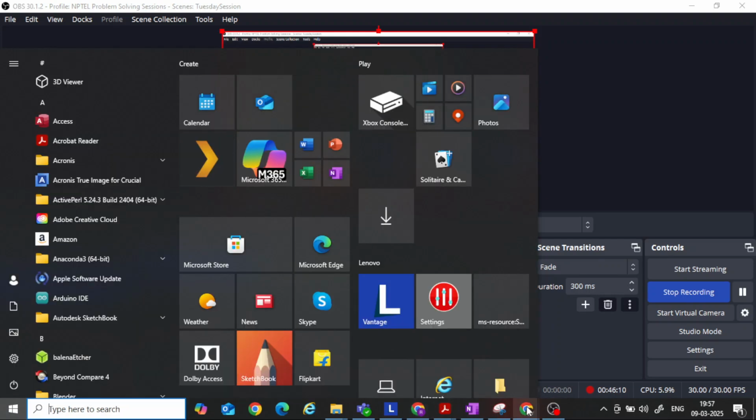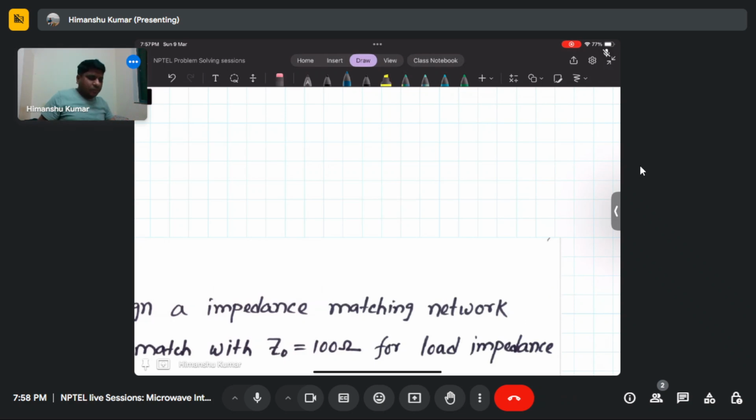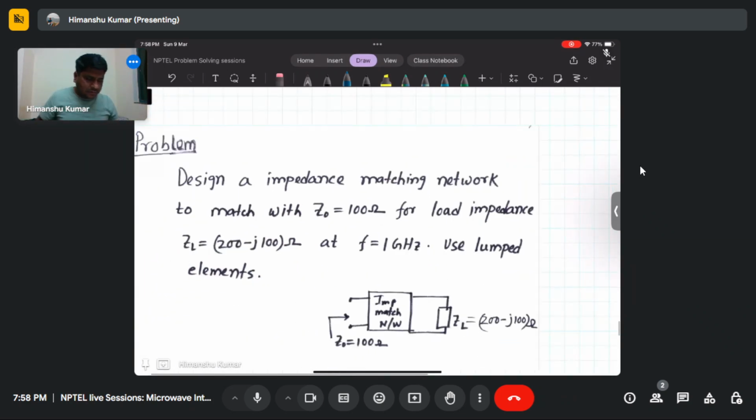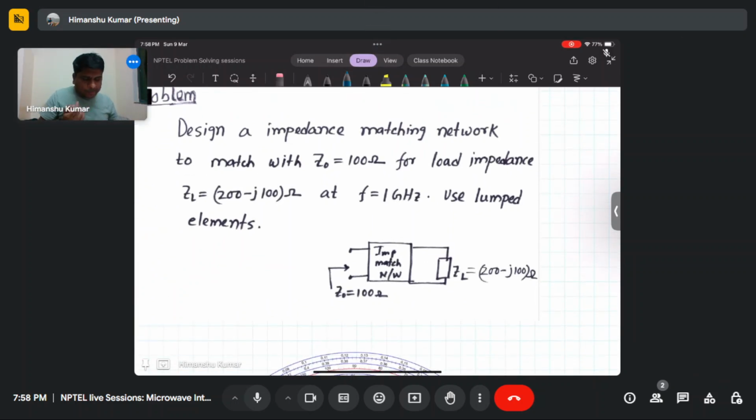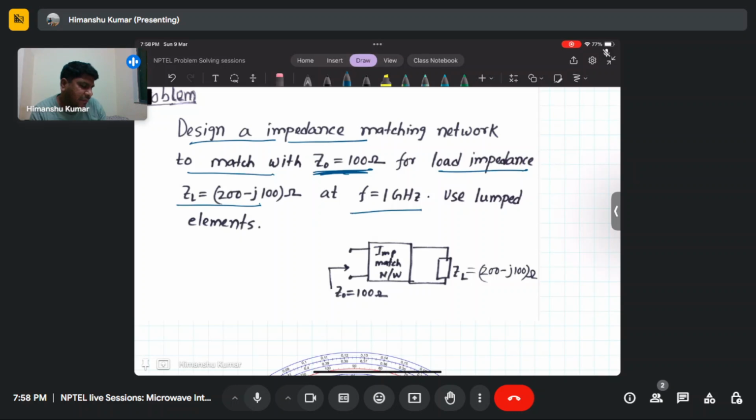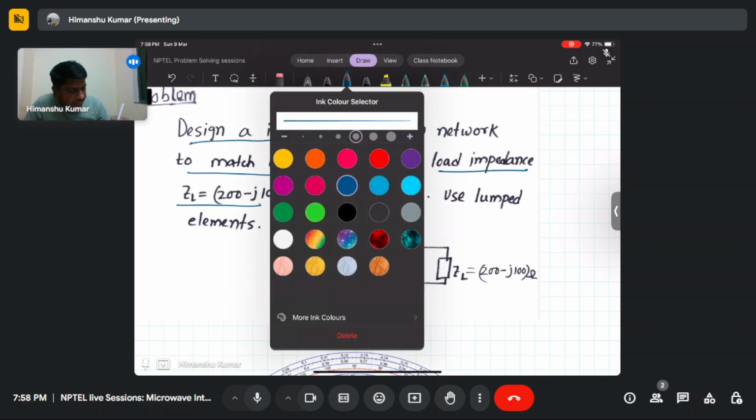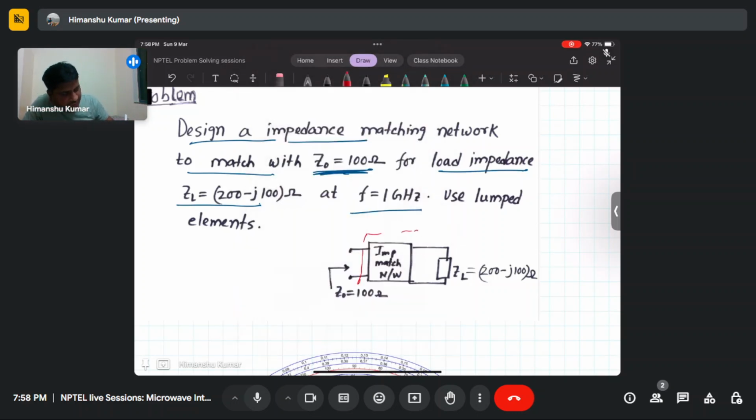So with that, let's move to the next problem. Here we need to design an impedance matching network to match Z0 equals 100 ohm to a load impedance ZL, which is given as 200 plus j times 100, at 1 gigahertz, using lumped elements. So basically we need to design a combination of L and C, or L and R, so that this load impedance is matched to the input impedance.